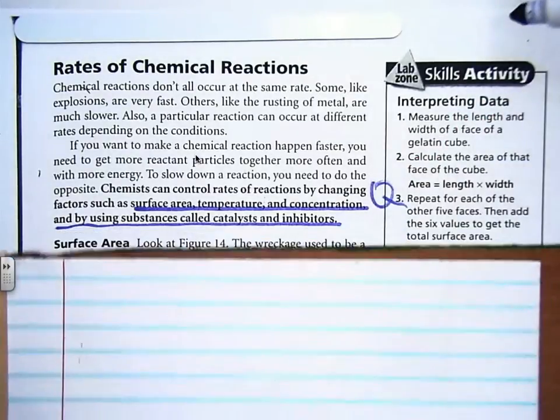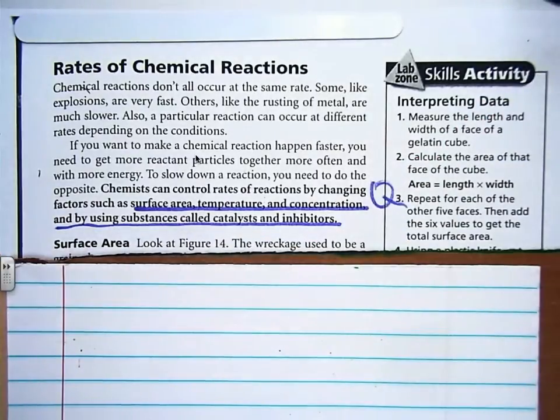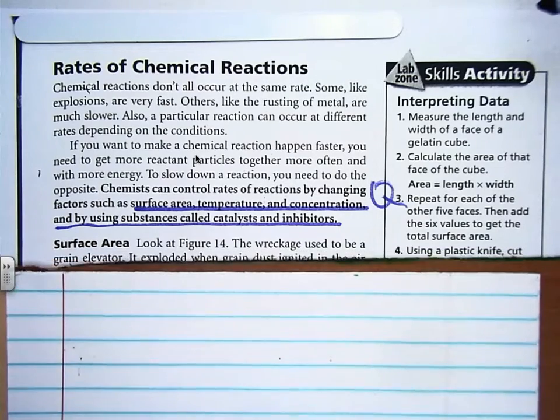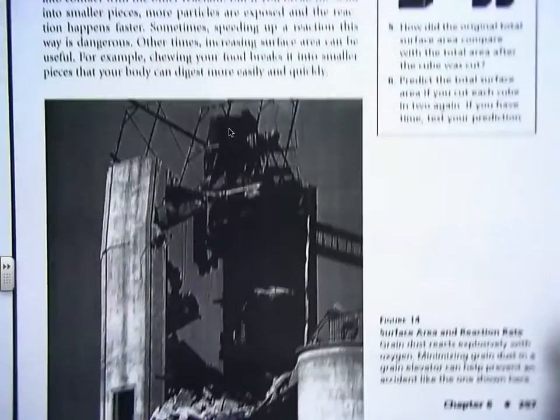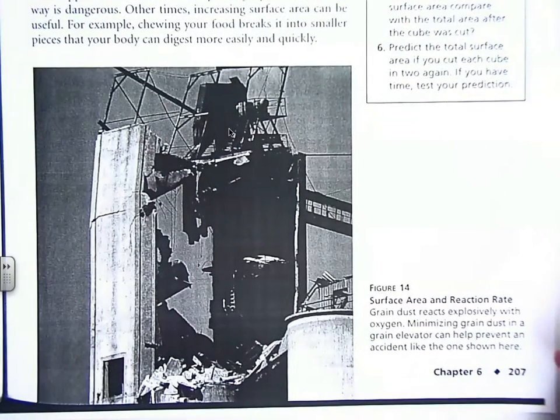All right. Surface area. Look at figure 14. The wreckage used to be a grain elevator. I'm going to put figure 14 on the screen and read about it while you look, either in your book or at the screen. This used to be a grain elevator. A grain elevator is one of those tall towers that stores grain and flour and other things. It exploded when grain dust ignited in the air above the stored grain.